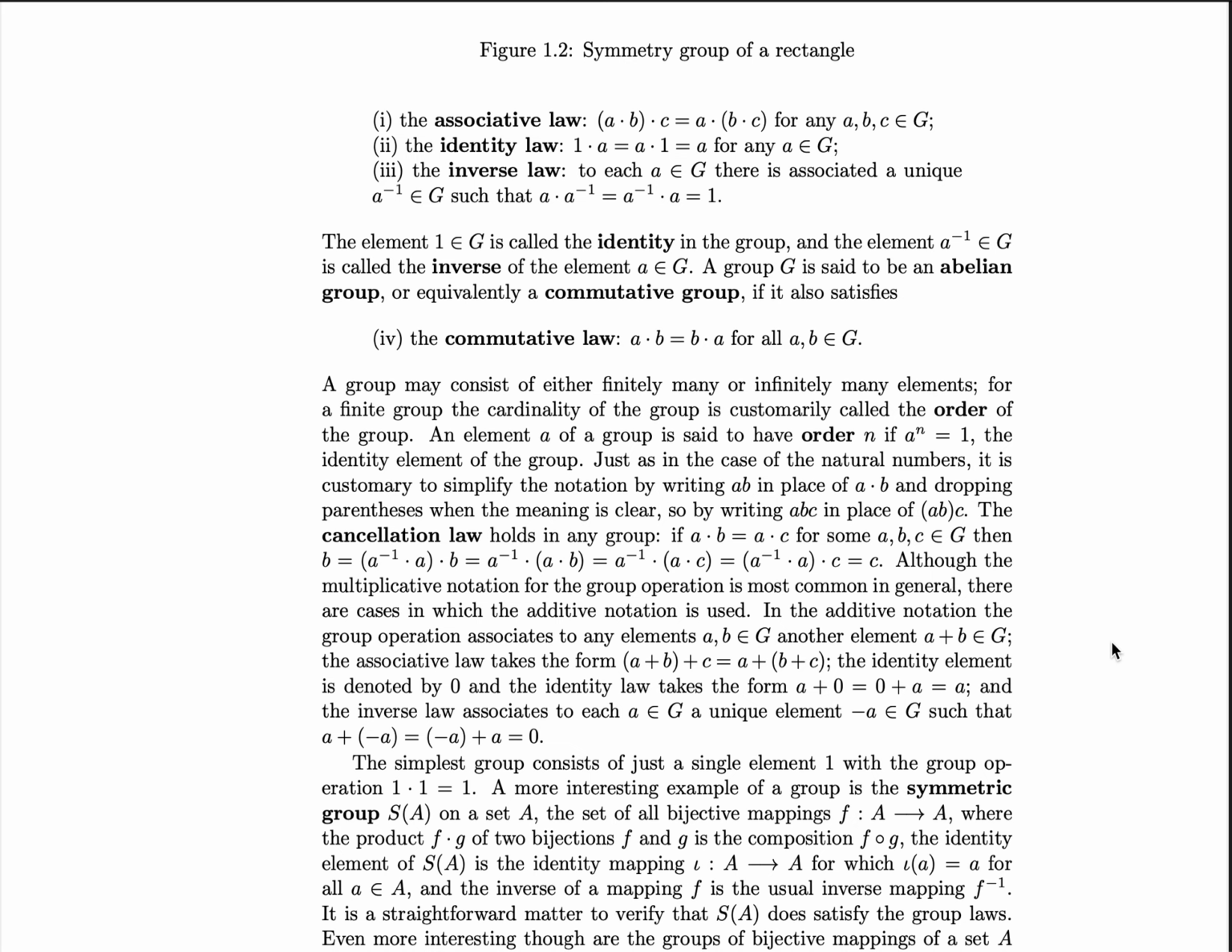The element 1 is called the identity of the group, and the element A inverse is called the inverse of the element A in G. Additionally, a group is said to be abelian, or a commutative group, if it satisfies the commutative law, namely that A times B is equal to B times A for all A and B in G.